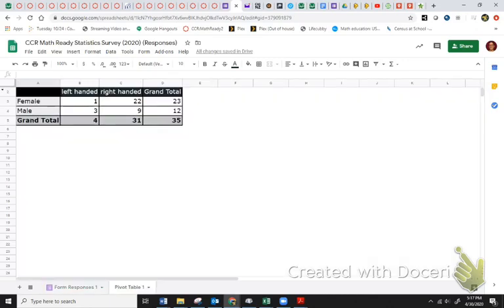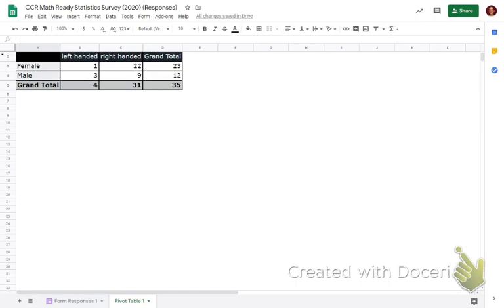I have the information displayed here showing me males and females, left-handed, right-handed, and my grand totals. Okay, so very quickly, how to read a two-way table, and then we're going to start comparing these 2 variables here. So across the top, I have left-handed and right-handed and my grand total. And along the side, I have male and female and the grand total.